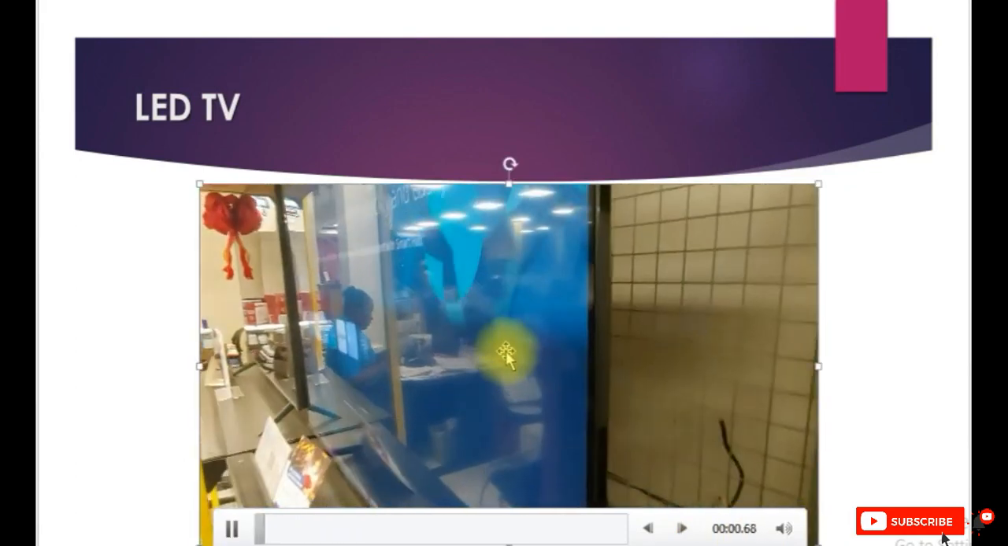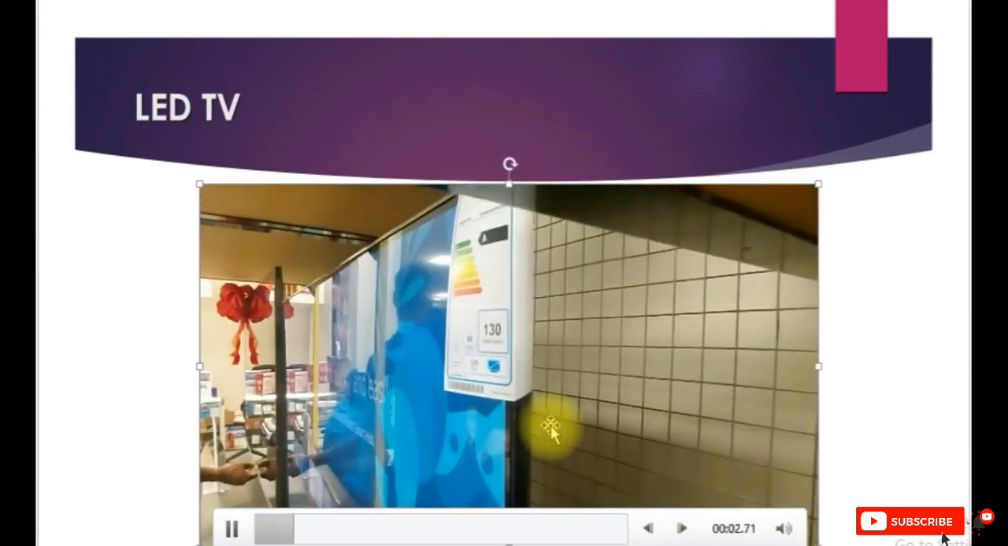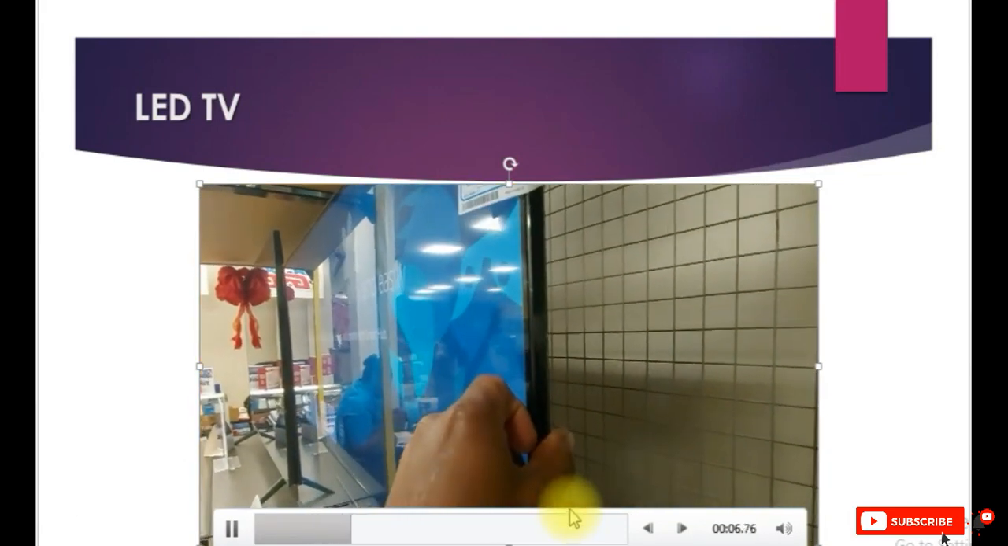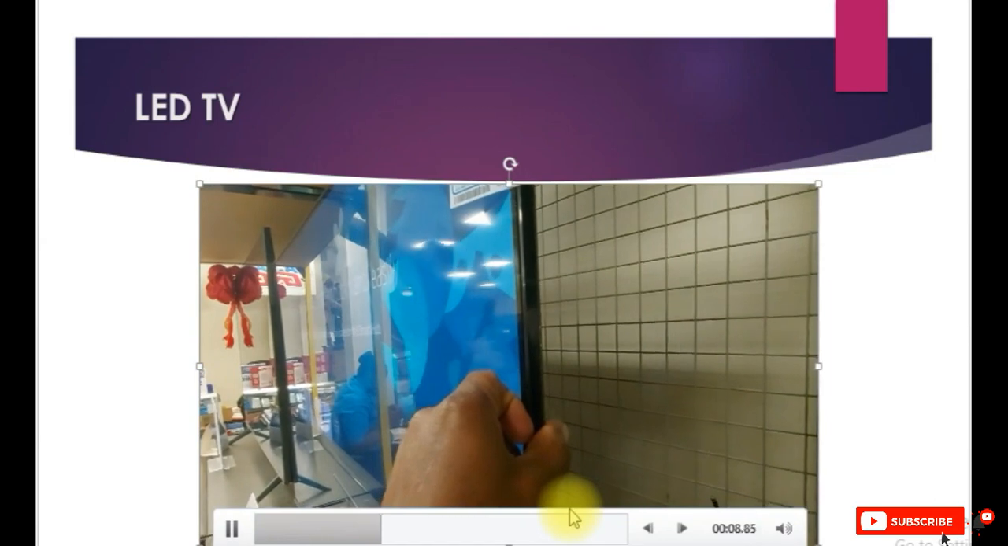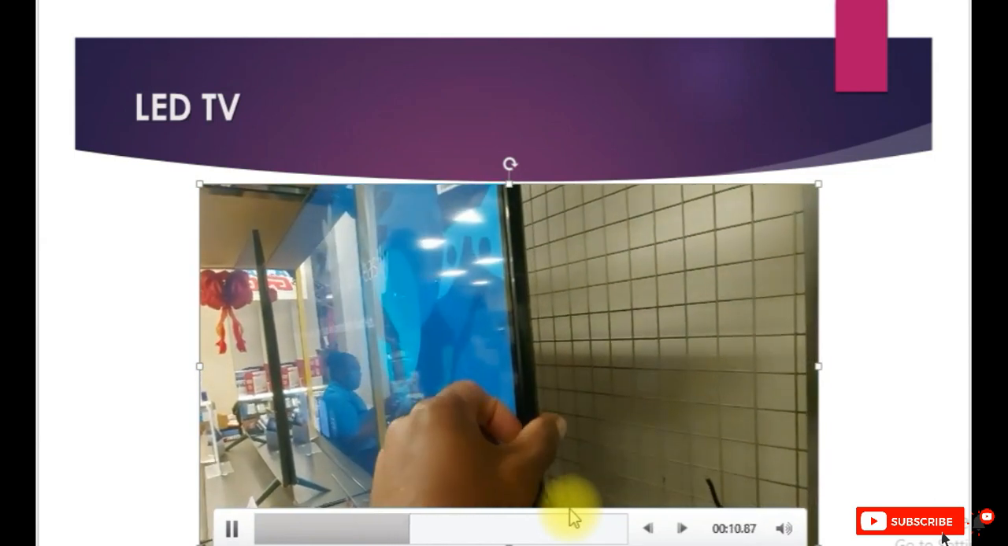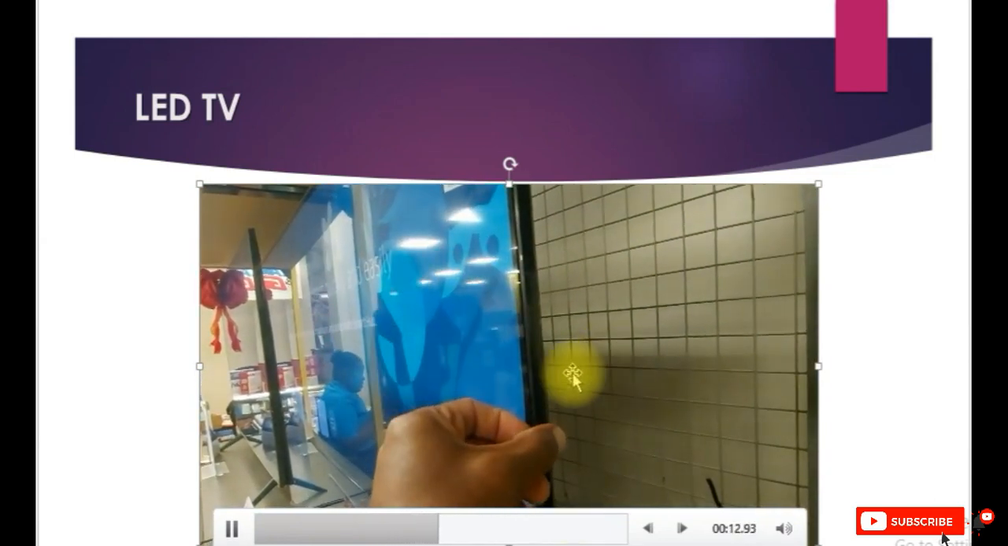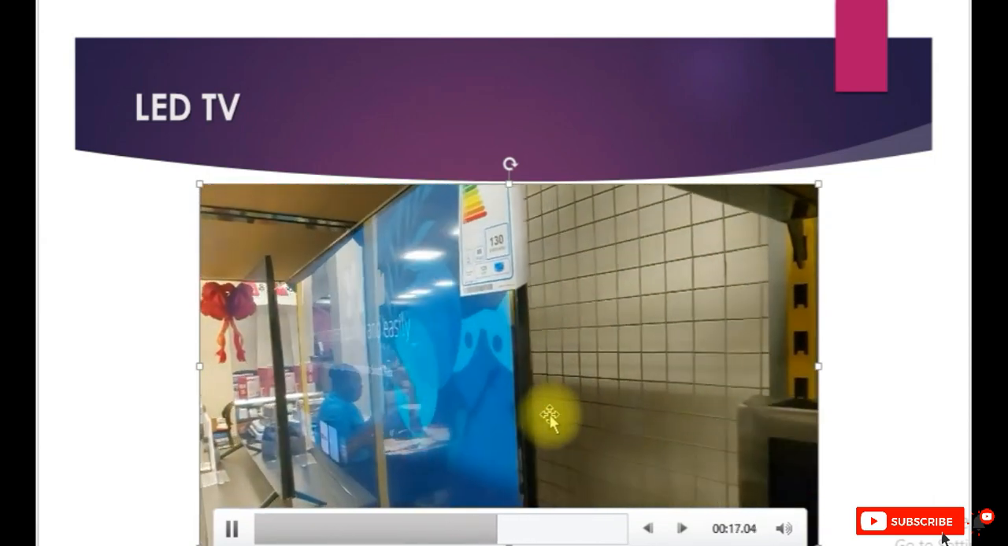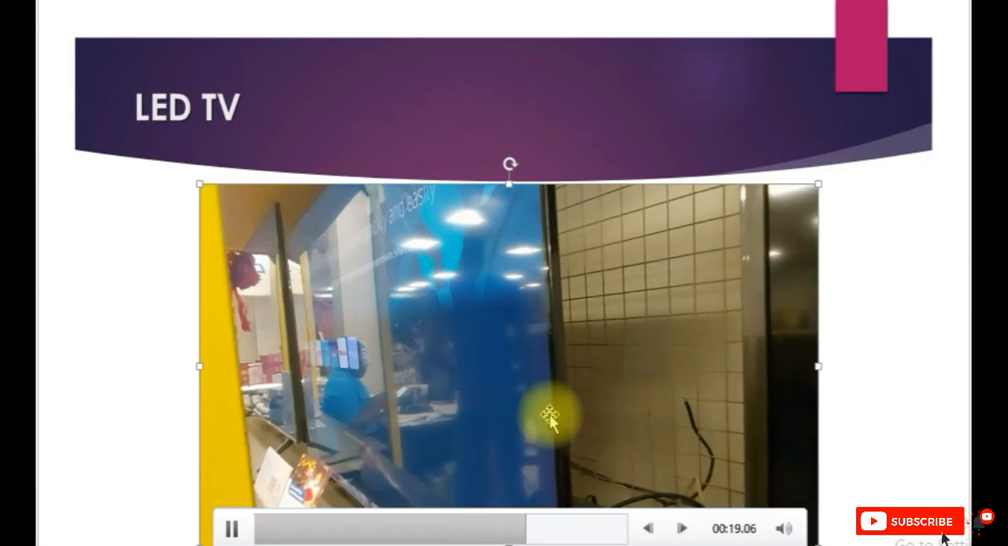Now, just to give you an idea of how thin the LED displays are. See how thin it is? This is far thinner than that of LCD. And again, nothing to be compared with that of a CRT display.